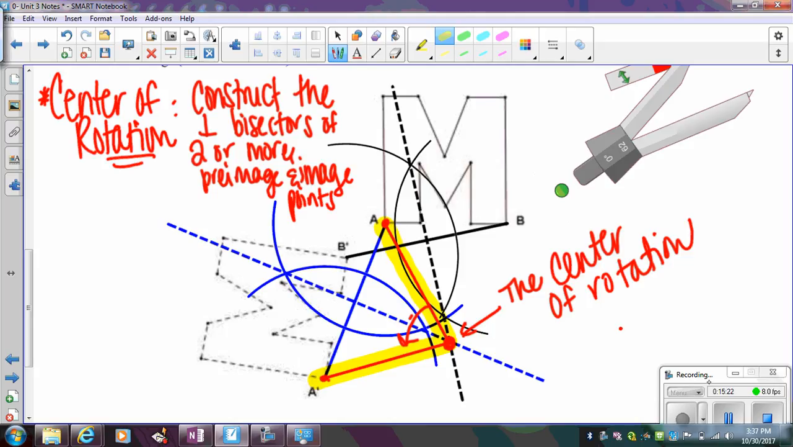So go ahead and try the check your understanding page. It's the same idea. So just make sure you can get these constructions down, and then we're going to do more with understanding these properties and how they relate to the coordinate plane.